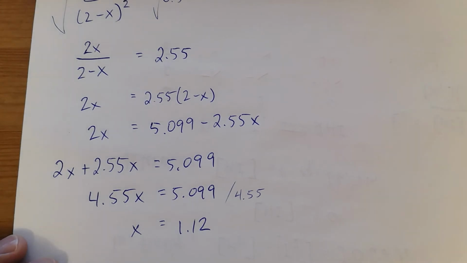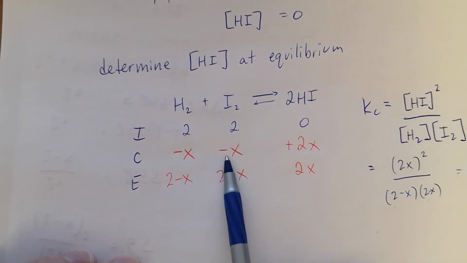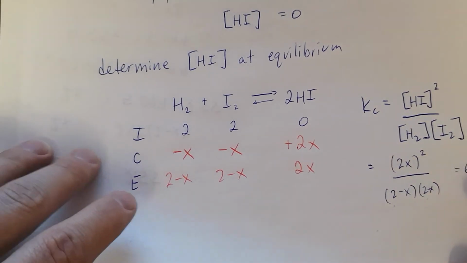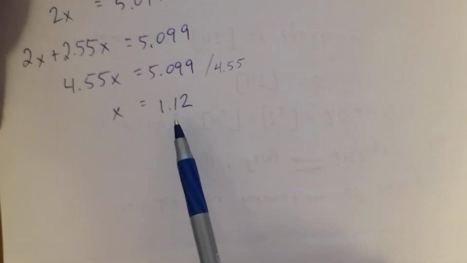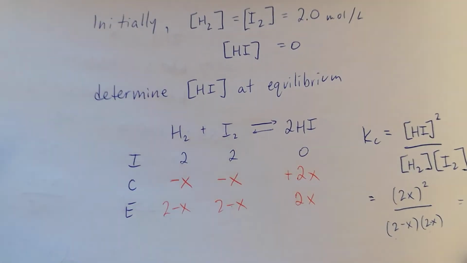I've forgotten what x even represents, so let me go back to this side. x is the change in these guys' concentration. We should get something less than 2, and we did. If we got something more than 2, that's impossible because you can't have negative concentrations.